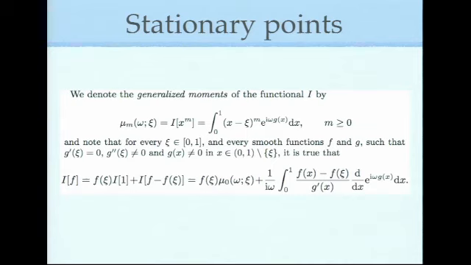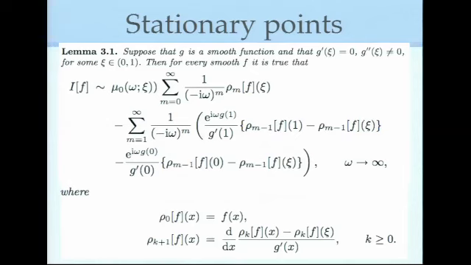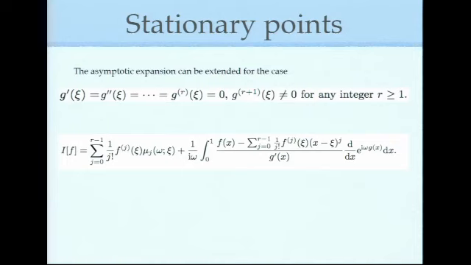We know that g prime of psi is equal to 0, g double prime is not equal to 0, and g prime is not equal to 0 at any other internal point in 0, 1. And the following lemma simply represents the asymptotic expansion of our integral along stationary points. And this is similar notation to what we had previously for sigma without stationary points.